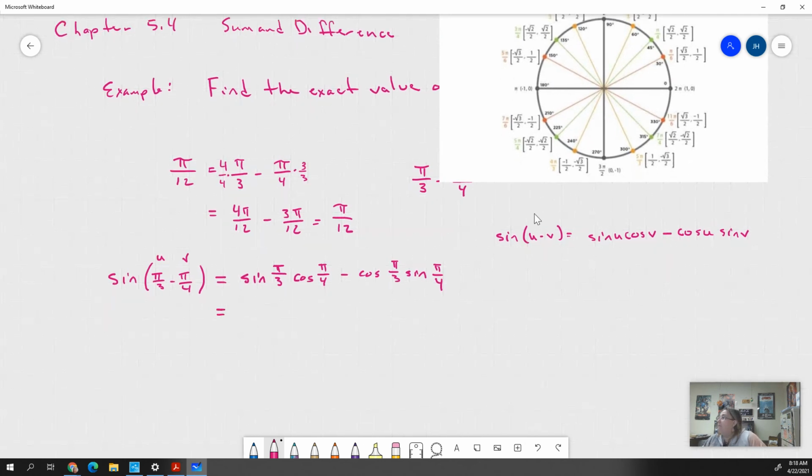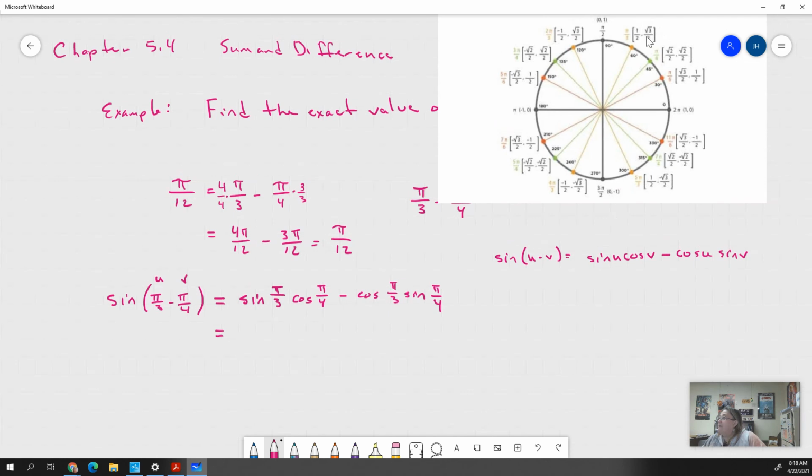sine of pi over 3. Well, pi over 3 is up here, and sine is our y value. So we've got radical 3 over 2 times cosine of pi over 4. Well, pi over 4, whether it's sine or cosine, is going to be the same. It's going to be radical 2 over 2. Minus cosine of pi over 3, well, that's going to be our x value at pi over 3. So that's just 1/2. Times sine of pi over 4.